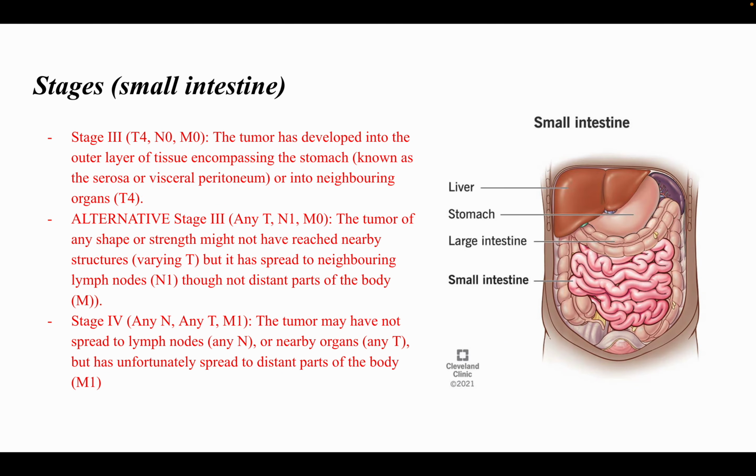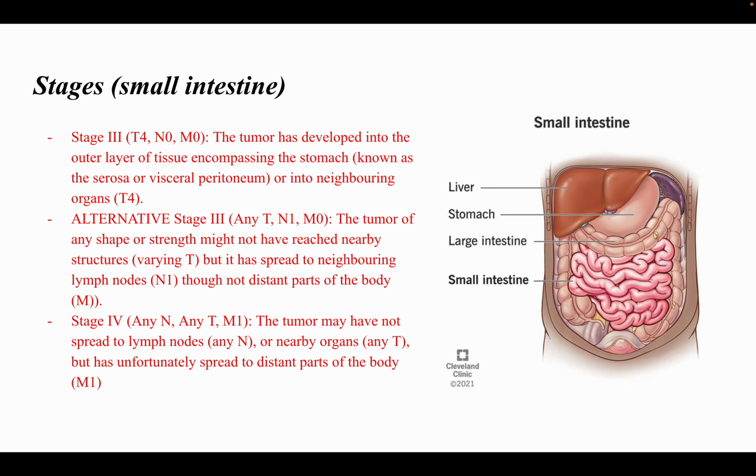And next up we have stage 3. Now, the tumor has developed into the outer layer of tissue encompassing the stomach, known as the serosa or visceral peritoneum, or into neighboring organs, earning classification as T4. Stage 3 could also be a tumor of any size that might not have reached nearby structures, so it's a varying T, but it has spread to neighboring lymph nodes, although it has not spread to distant parts of the body, earning its classification as still M0.